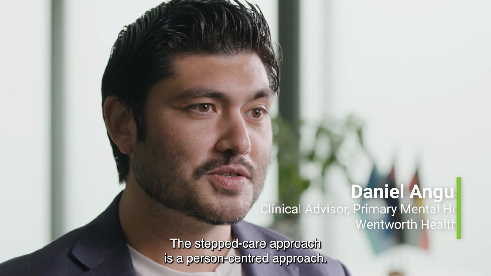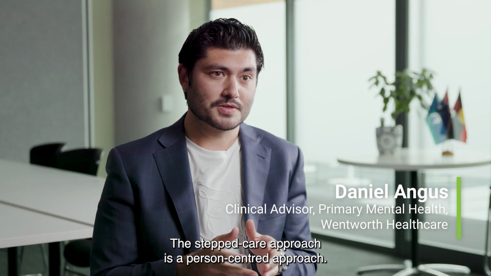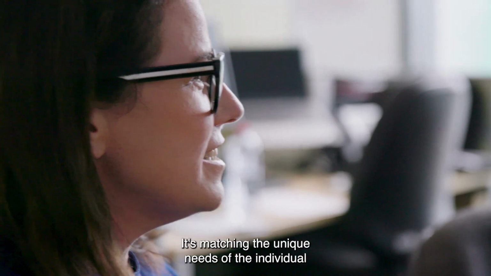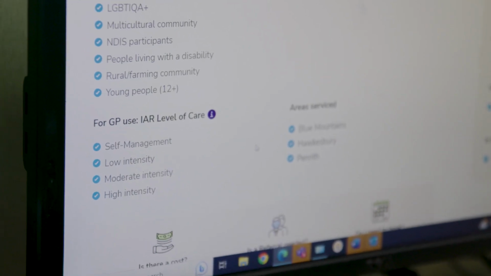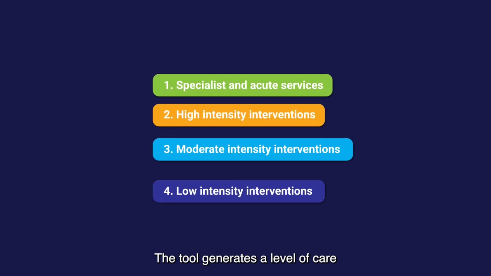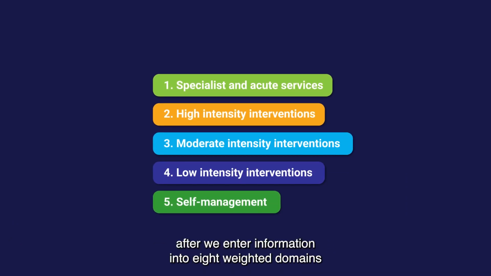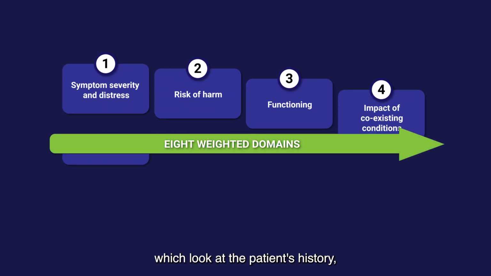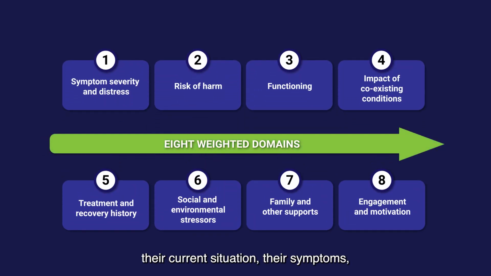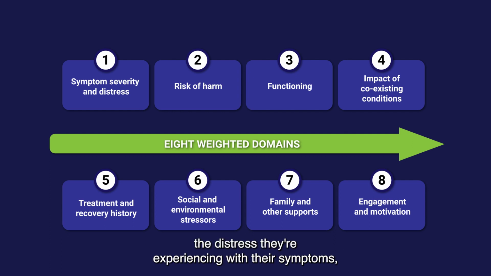The stepped care approach is a person-centred approach. It's matching the unique needs of the individual with the right amount of service intensity. The tool generates a level of care between 1 and 5 after we enter information into 8 weighted domains, which look at the patient's history, their current situation, their symptoms, the distress they're experiencing with their symptoms, and the sort of supports they've already got in place.